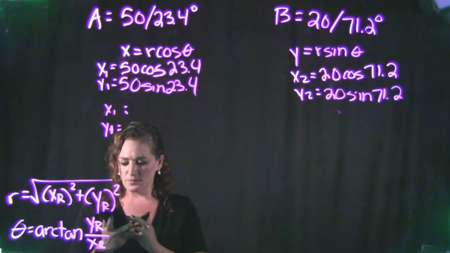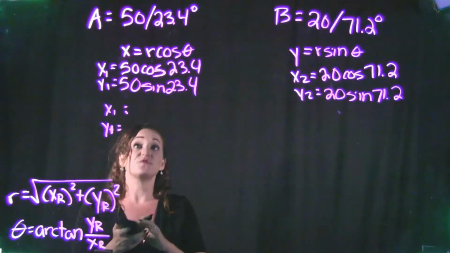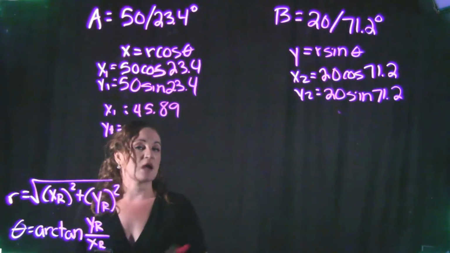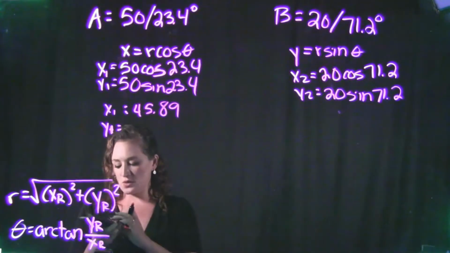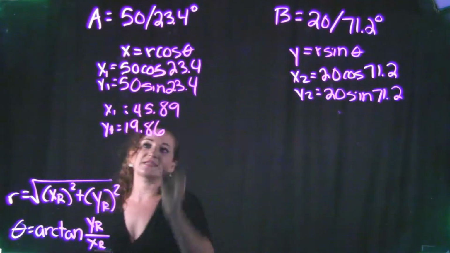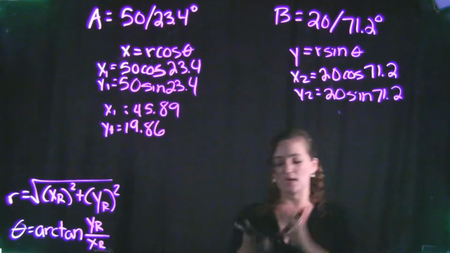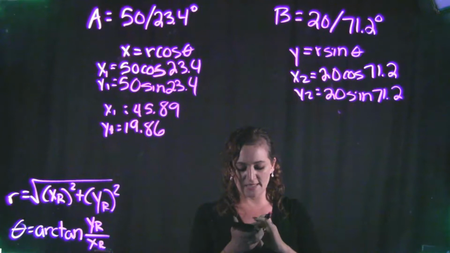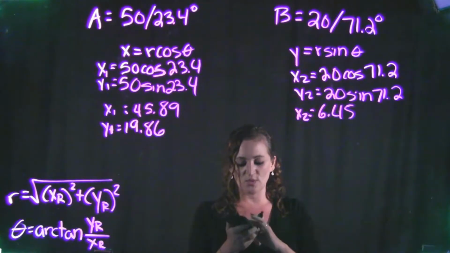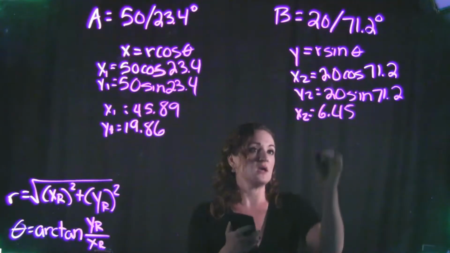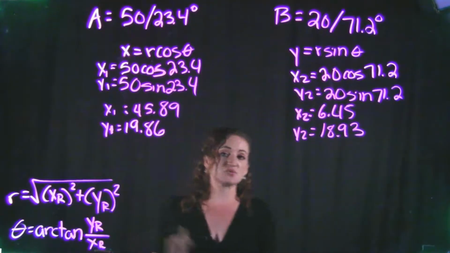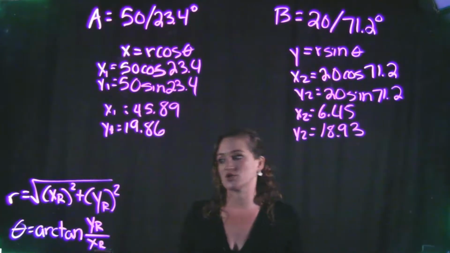So X1 would be, using your scientific calculator, 50 cosine 23.4, I'm getting 45.89 if we round to two decimal places here. And Y1 would be 50 sine 23.4, giving us 19.86. Go ahead and plug and chug X2 and Y2, so that would be 20 cosine 71.2, giving X2 a 6.45. And Y2 would be 20 sine 71.2, making that 18.93. So that's what the X and Y components of these two vectors would be.